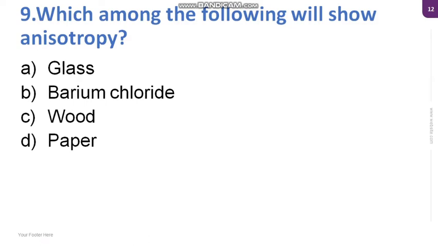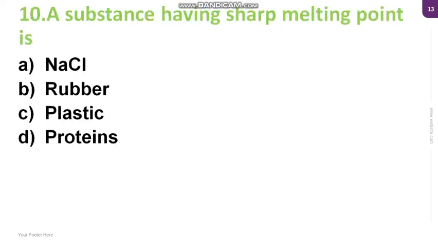Ninth MCQ: which among the following will show anisotropy? We know that in today's session we learned that crystalline solids show anisotropy. There are four examples: glass, barium chloride, wood, and paper. Glass, wood, and paper are amorphous solids. Barium chloride is a crystalline solid, so it shows anisotropic nature.